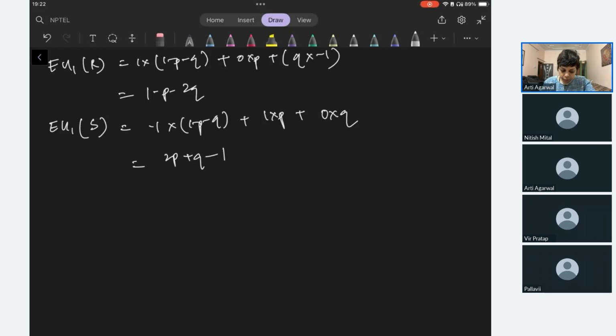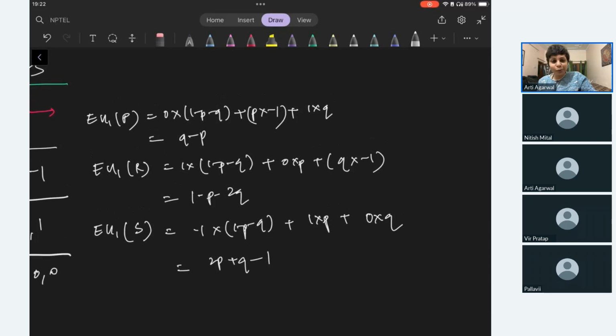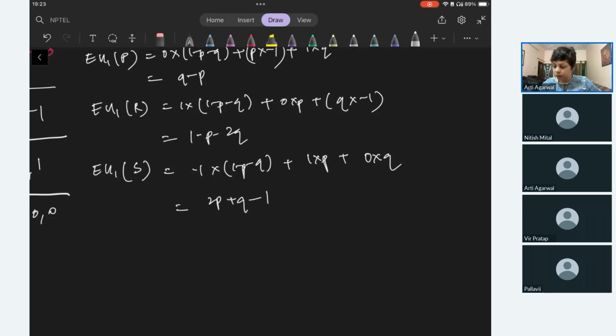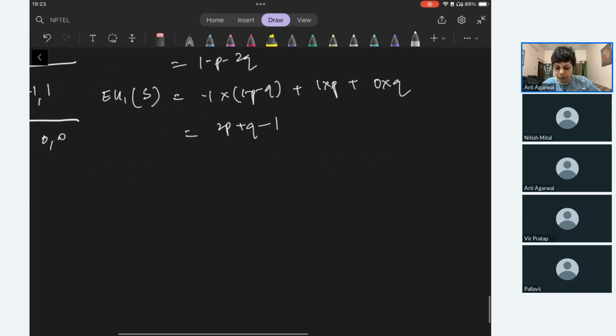Okay, let's check once again if the calculations are correct. I don't know about you, but in my exams, I used to make calculation errors. My concepts used to be right most of the time. So let me just check it once again. P into minus 1 is minus P, 1 into Q, so Q minus P. The second one is 1 minus P minus Q. This is 0, this is minus P, so 1 minus P minus 2Q. And the last one is minus 1 into 1 minus P minus Q. So this becomes minus 1, plus P, plus Q. So this is 1P and this is 0. So this becomes 2P plus Q minus 1.